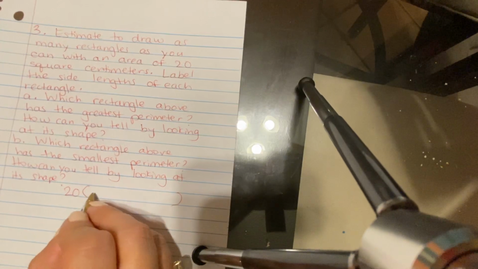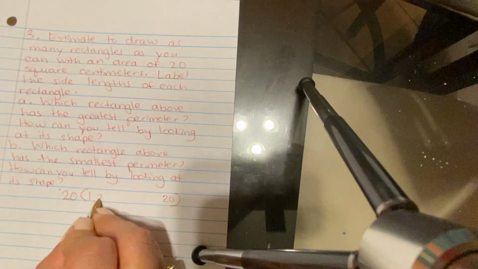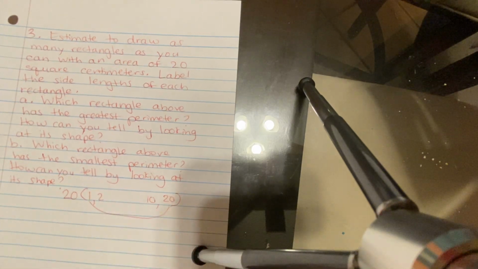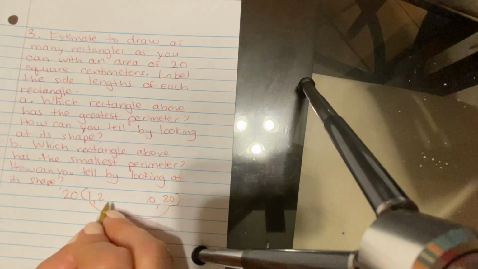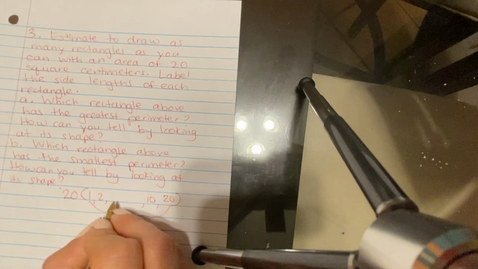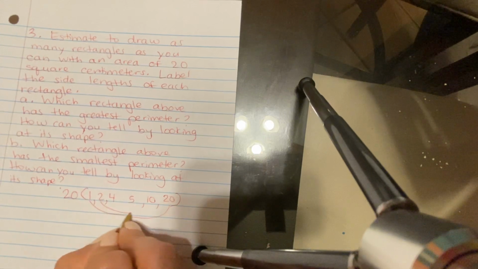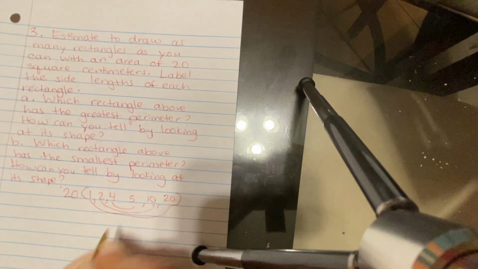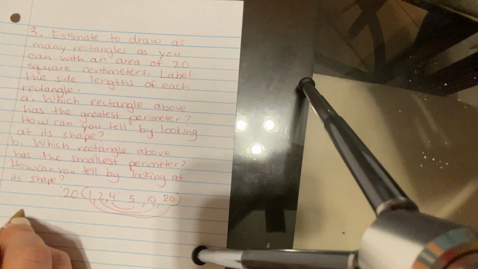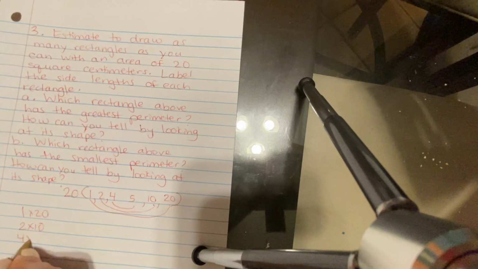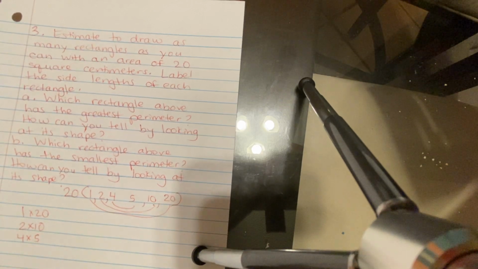So 1 and itself, 2 and 10, 3 does not go into 20. But 4 does. 4 and 5. Let me do my upside down rainbows. There's nothing in between 4 and 5, so I'm done. 1 and 20 give me 20. 2 and 10 give me 20. 4 and 5 give me 20. Why? Area is length times width.